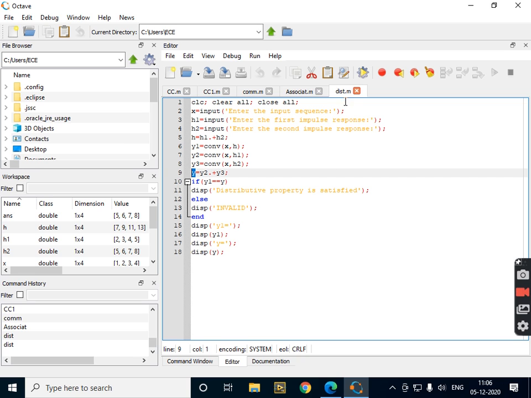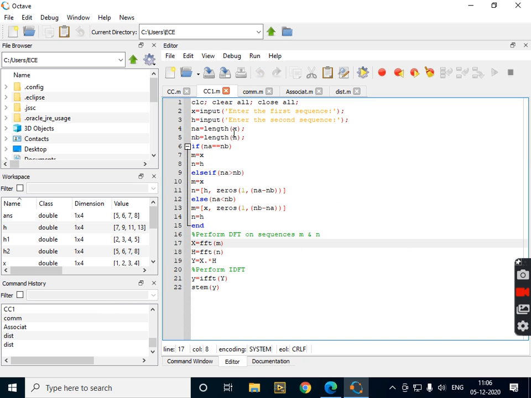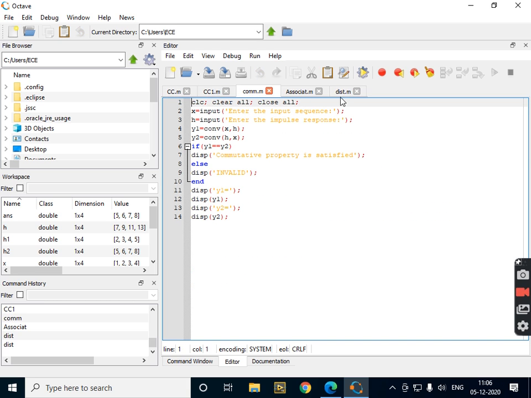So this was today's lab, where we implemented convolution and verified the commutative, associative and distributive properties of the convolution. If you have any doubts, you can contact me. Thank you all.